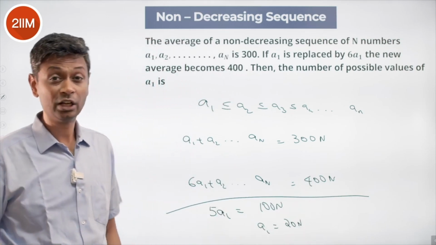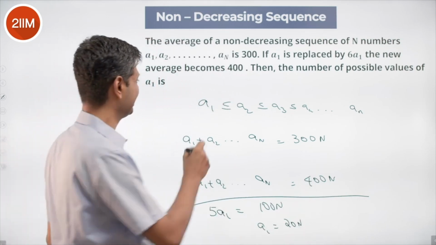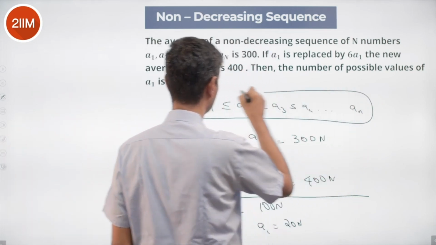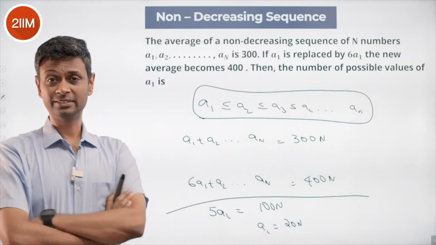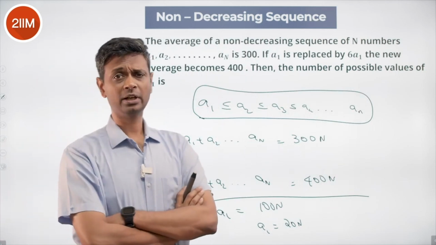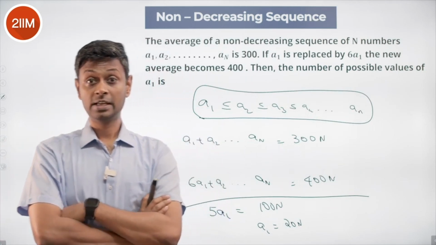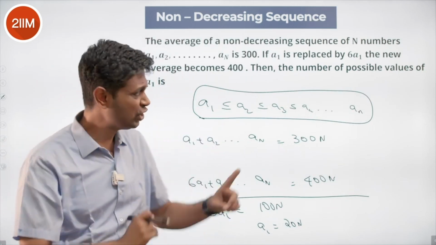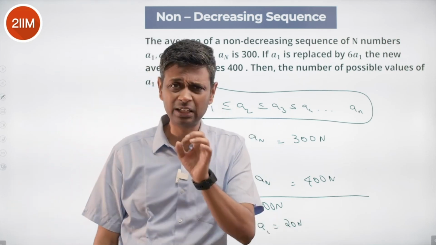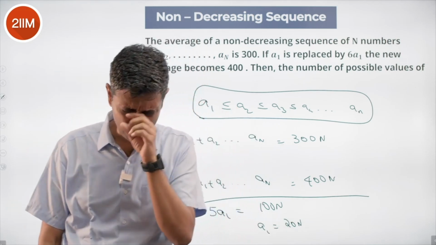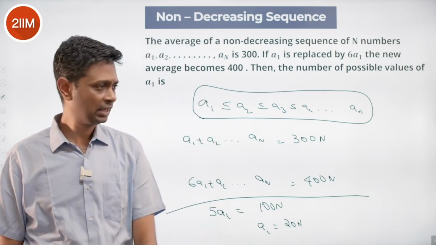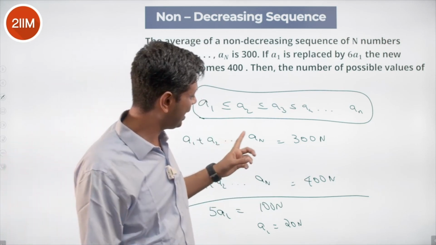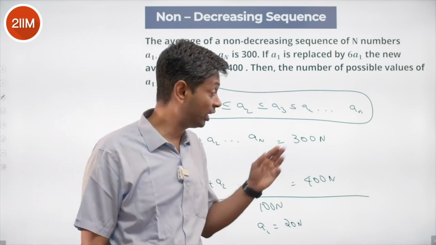Nice, brilliant. Now is where this question gets interesting. This part kicks in. a1 is 20n. a2 should be greater than or equal to 20n. a3 should be greater than or equal to 20n. Each of these entities is at least 20n. The smallest they can be is 20n. Right? And we know a1 plus a2, a3 till an is equal to 300n.